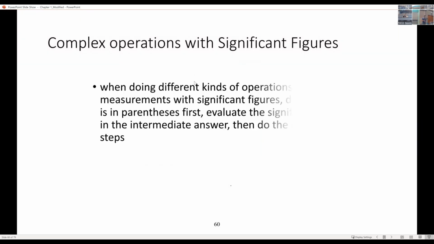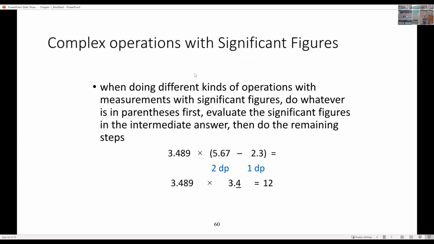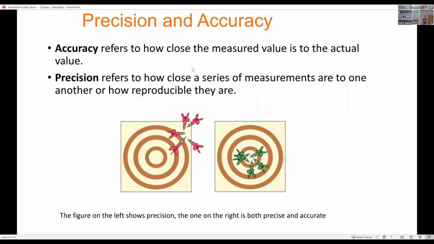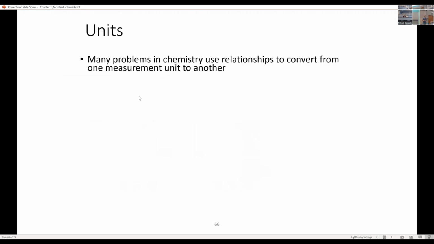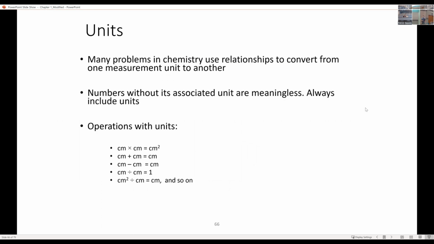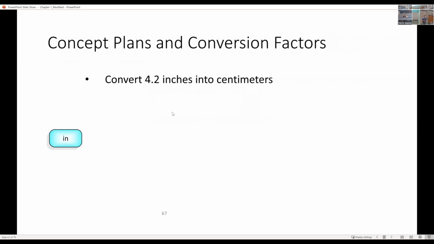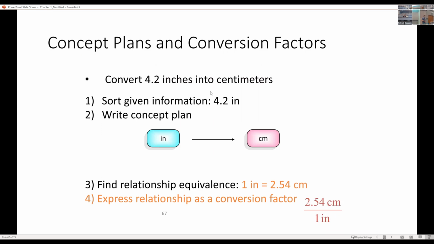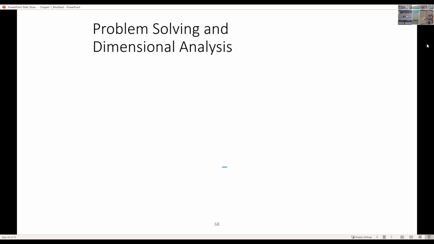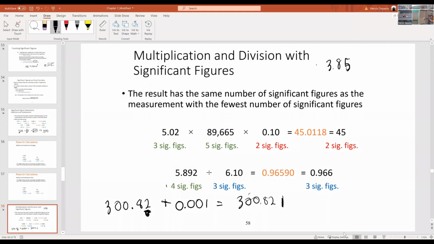Anyway, so we did this already. Precision and accuracy, we did that already. Okay, so unit analysis, the best way to teach unit conversion is to do examples. So we're just gonna do examples. I'm gonna take out my pen, and this is the good part. We're almost done.